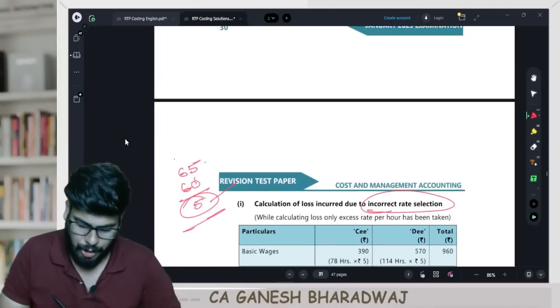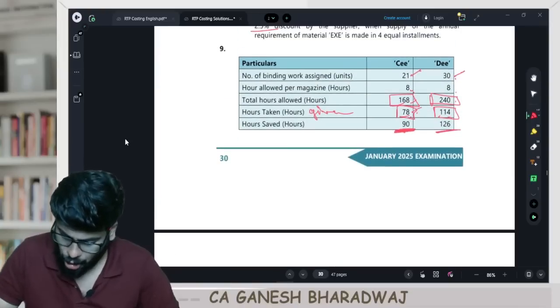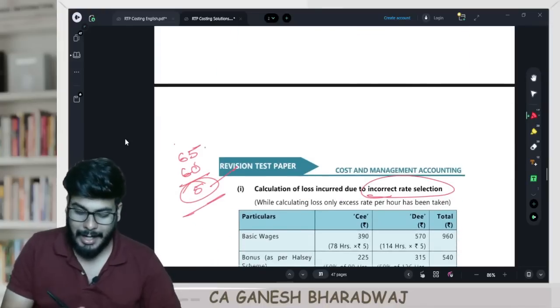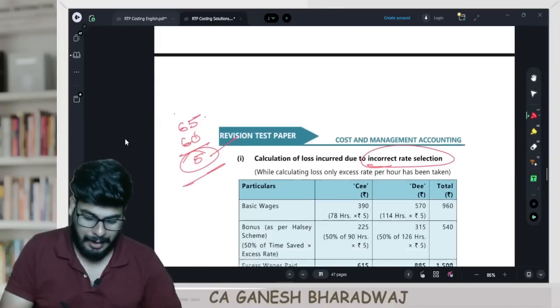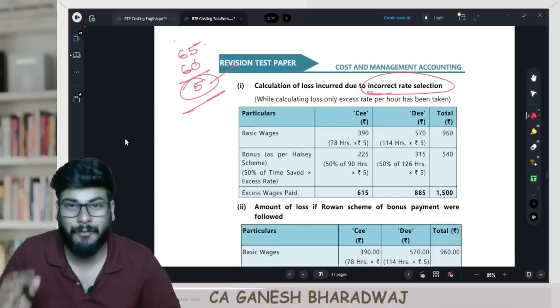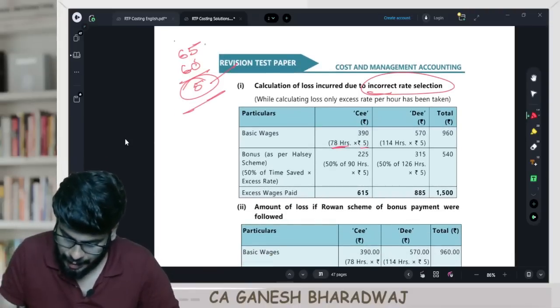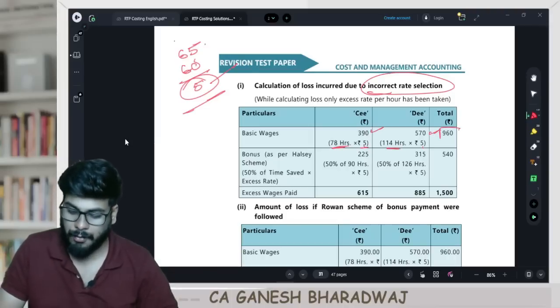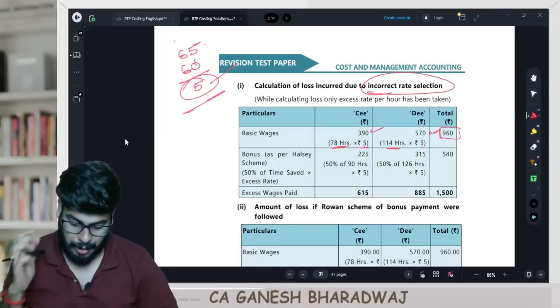So now basic wages. How will you calculate? Actual time taken of 78 hours and 114 hours respectively into, ideally they should have paid 60, but they have paid 65, which means into 5 rupees extra they are paying. 78 into 5, 390 for C, and 114 into 5, 570 for D. If you add up the two, 960 rupees comes up.